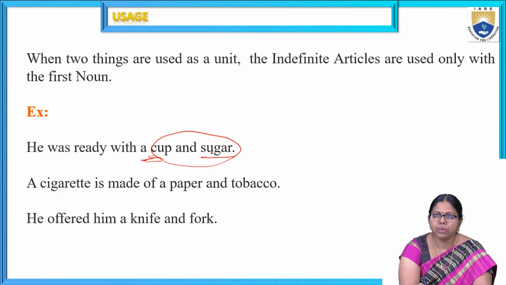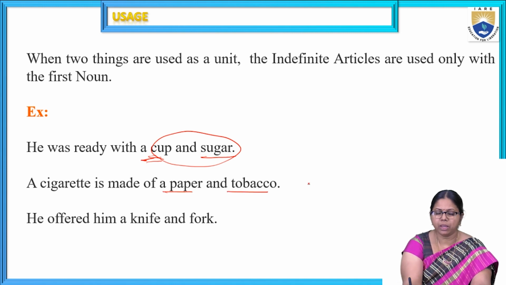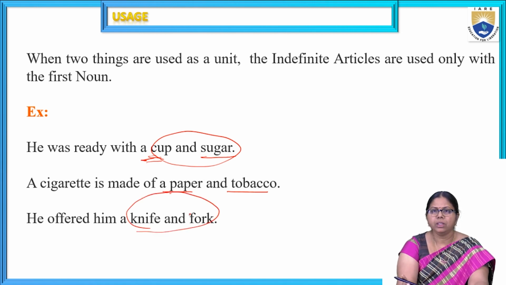No need to refer again with the second noun. And one more example here. A cigarette is made of paper and tobacco. Here we are considering paper and tobacco as a single unit, and that is the reason why we have used the indefinite article only before the first noun. And one more example here. He offered him a knife and fork. Here also we refer to knife and fork as a single unit. So that's the reason why we used A before the first noun.